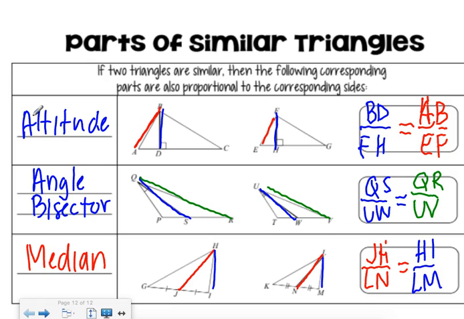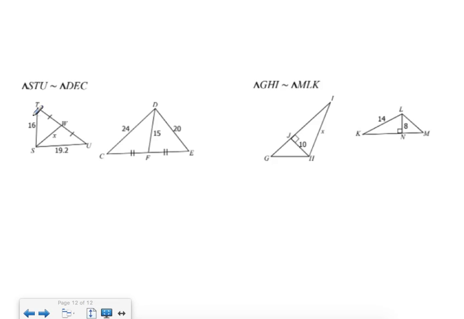Now we're just going to try it with actual problems and numbers. So let's first decide on this first example, what kind of a special segment do I have going on? Median. So let's write that just for practice. I can write my medians over each other. X over 15 is equal to 16 over 20.